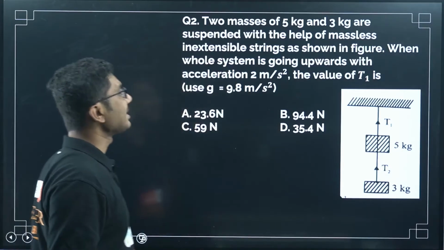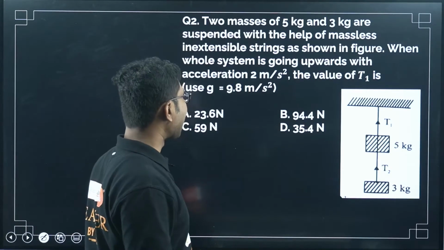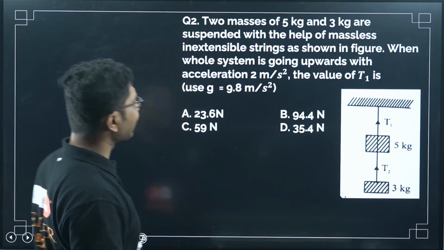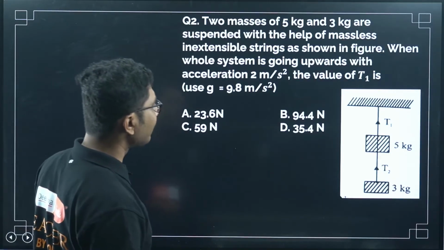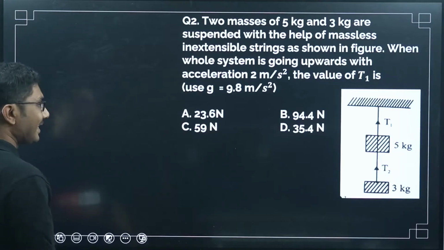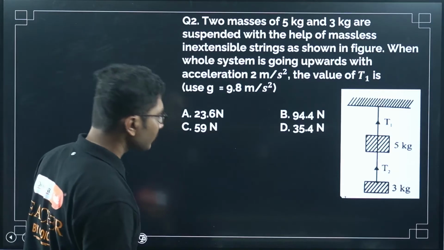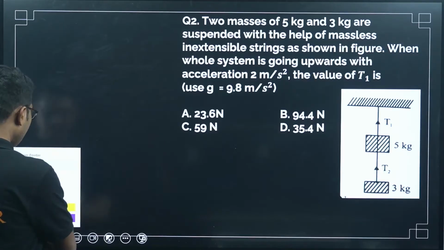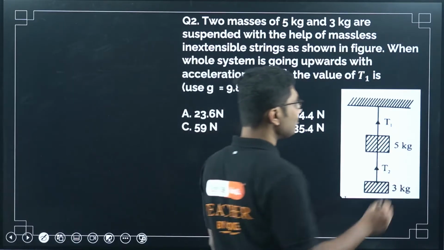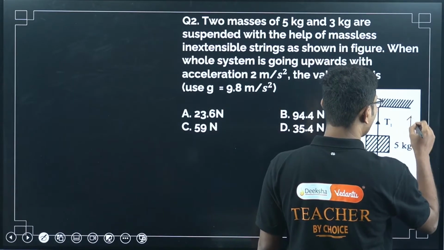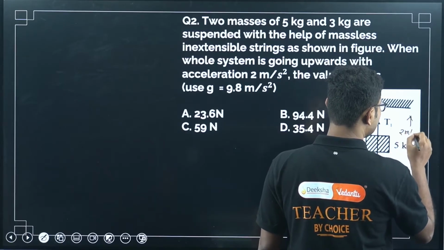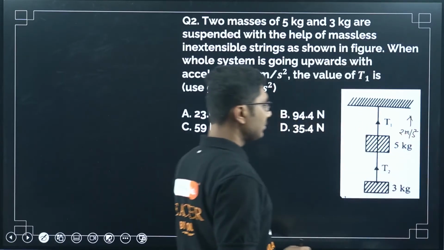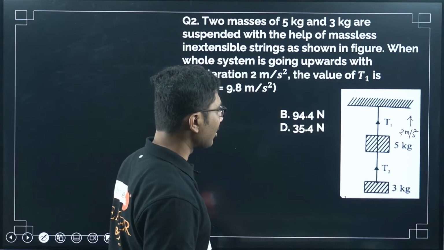When the whole system is going upwards with acceleration 2 meter per second square, the value of T1 is? Very interesting question. So they asked you to find the value of T1 when the entire system is moving upward with an acceleration of 2 meter per second square. First of all, let us understand what all the forces are.